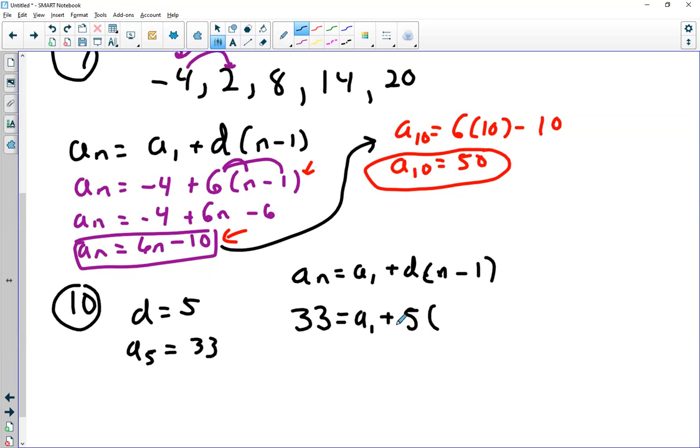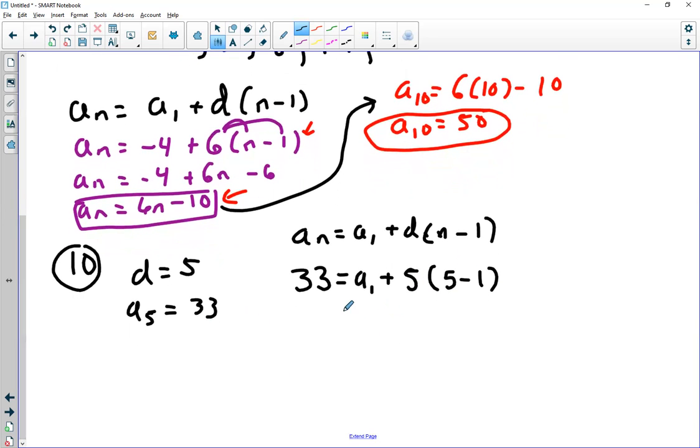33. So we want to put a number that we can actually work with. We can't actually work with A5. A5 is not A1. Sarah? No, then you plug in 5 for the D. I don't like that they're the same number, but this 5 is from the N5, AN, and this 5 is from the D.